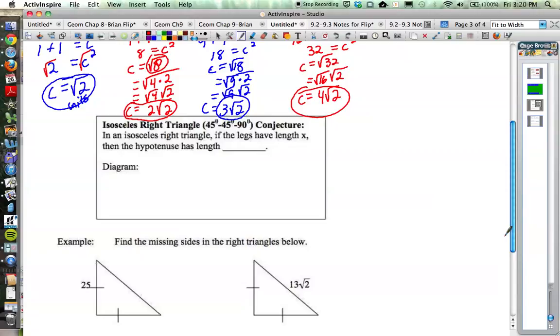And it's called the 45-45-90 rule, or the isosceles right triangle conjecture. It says in an isosceles right triangle, if the legs have length x, then the hypotenuse has whatever that length is, so x times the square root of 2. So if we make a sketch of a 45-45-90 triangle here, so 45 degrees, 45 degrees, and 90. If we call the legs x, then the hypotenuse will always be x times the square root of 2.